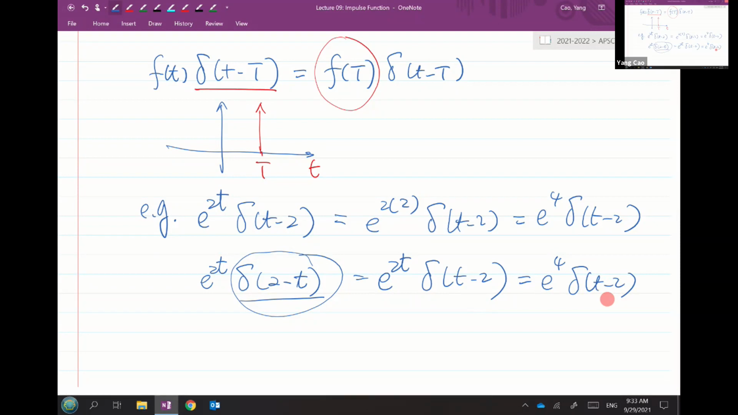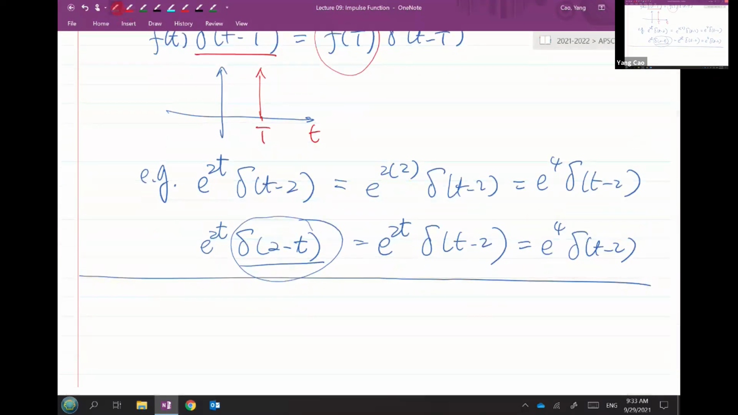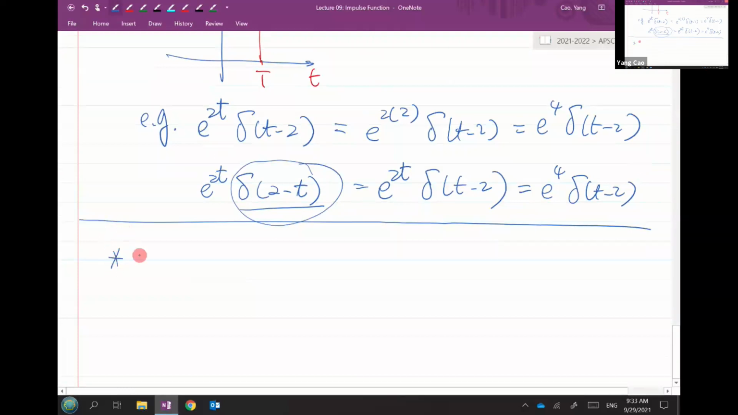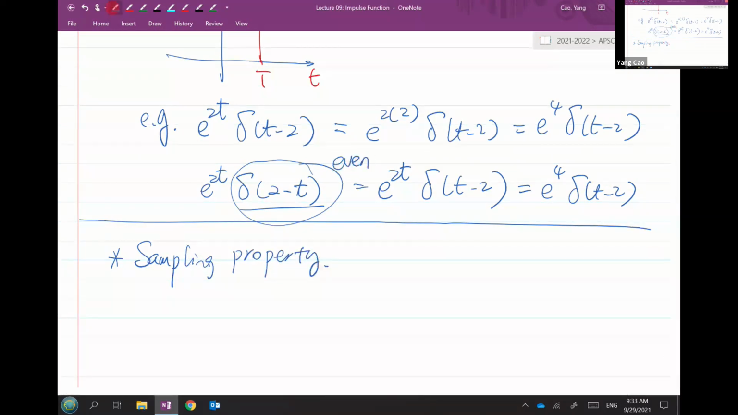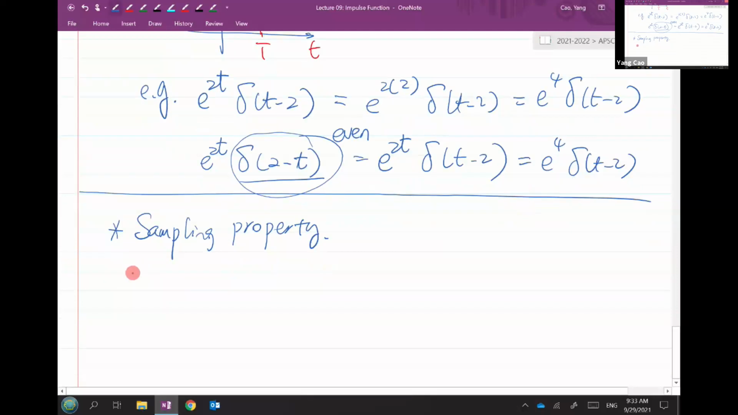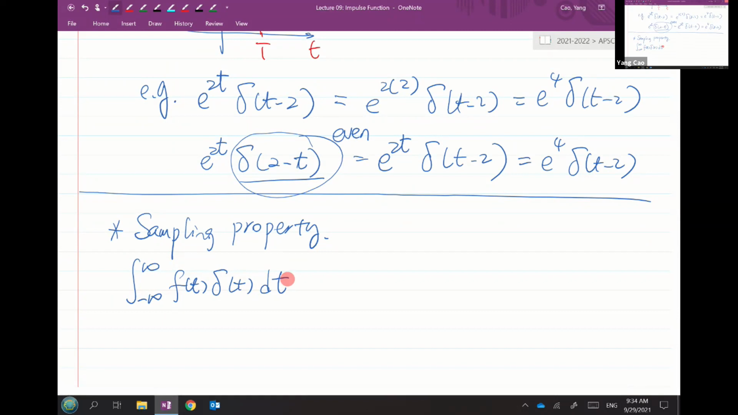In the assignments, you have a few more exercises on this type of question. But the most important property is actually the next one. It's called the sampling property. So the sampling property says this: we multiply the two functions f of t and delta t, and then we integrate from negative infinity to positive infinity. So let's see, what does this give us?